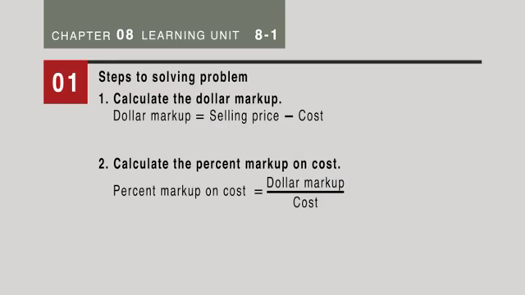So calculating the dollar markup, we take the selling price of $600 minus the $400 cost. That leaves us with a $200 markup. Then we take that $200 markup and divide that by the cost of $400, showing us a 50% markup on cost. Make note that if this was markup on selling price, that answer would be different.